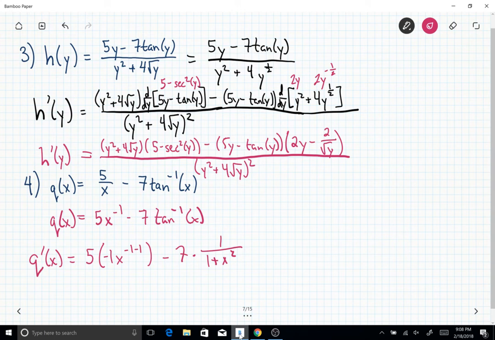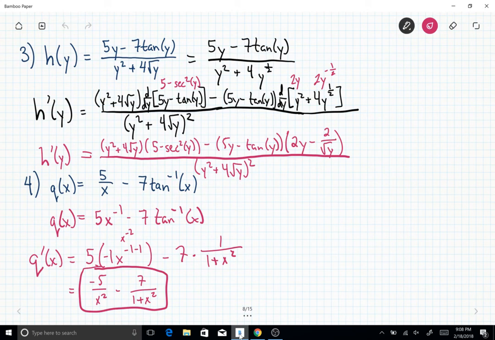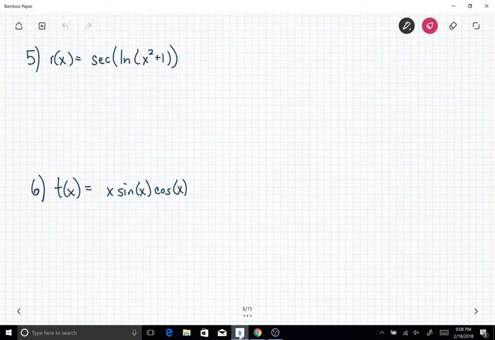Are there any questions on that? Okay, so brushing this up just slightly, you can make this negative 5, that's x to the negative 2, essentially. So that's negative 5 over x squared minus 7 divided by 1 plus x squared. Okay, and that is your final answer for this one. So I don't see any questions on the arctangent, how it was calculated. So I'll keep on plugging along. Let's see what we come up with now.